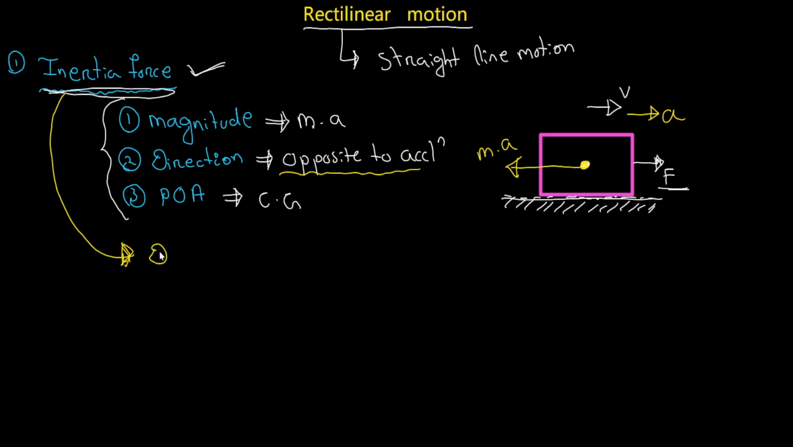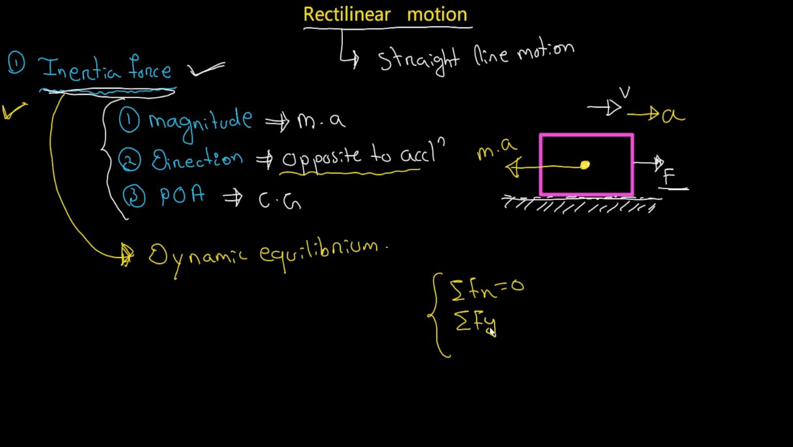So in a dynamic equilibrium, whenever you want to apply the equilibrium concept to a dynamic body, you have to apply this inertia force. Dynamic equilibrium. With this concept, I will not take anything new because we have thoroughly revised the equilibrium part. Net force in x direction is equal to 0, net force in y direction is equal to 0, net moment about any point is 0.